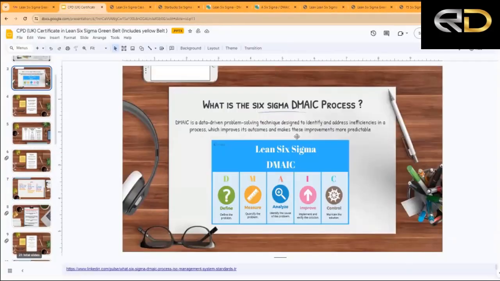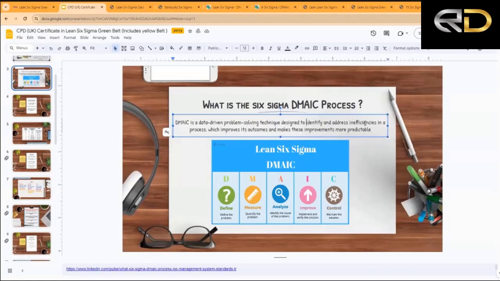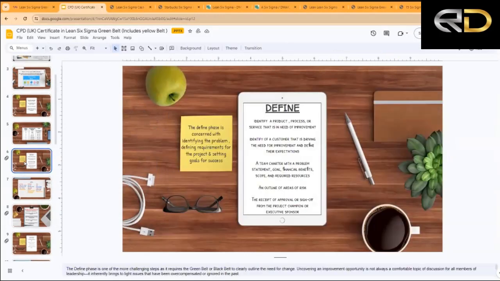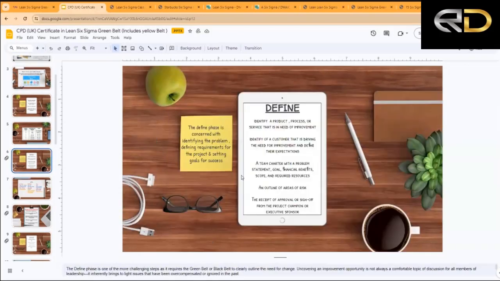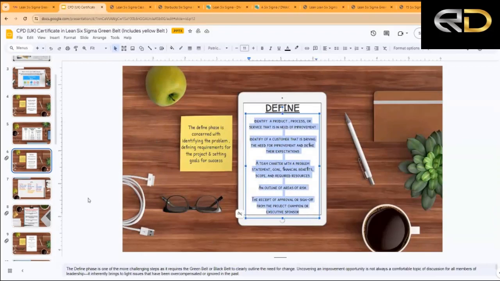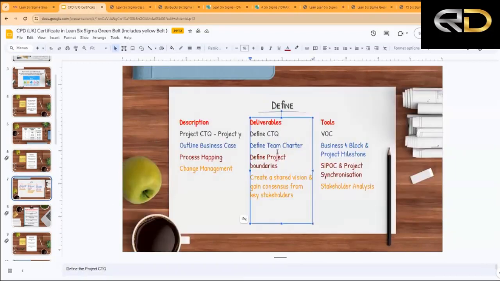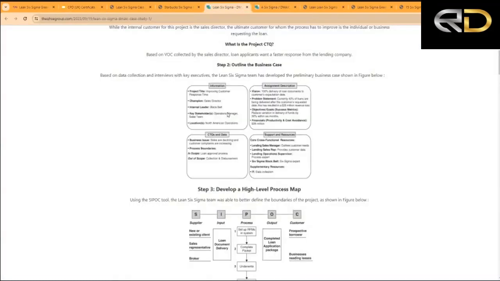And remember, ladies and gentlemen, never forget, we are here to identify and address inefficiencies in a process. That is what we are doing. Everything that we do, everything that we are recording, and everything that we're doing right now, we have got one goal in mind, which is to identify and address these inefficiencies. And the first thing that we're doing is basically to define. The first thing that we do, we are defining the problem. In defining the problem, this is what it means. And this is basically how to do it. So let us see how it was actually done.